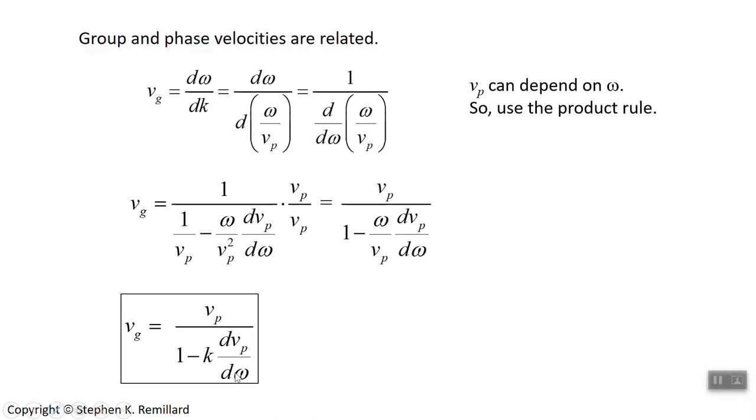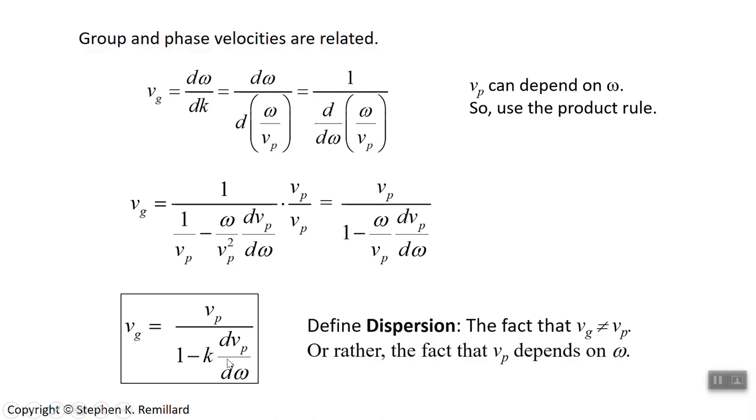If this derivative didn't exist, if it had zero value, then group velocity would be phase velocity. You would say that is a dispersion-free system. Dispersion is the fact that group and phase velocities are not equal. A slightly more sophisticated way of putting it would be that phase velocity depends on frequency.